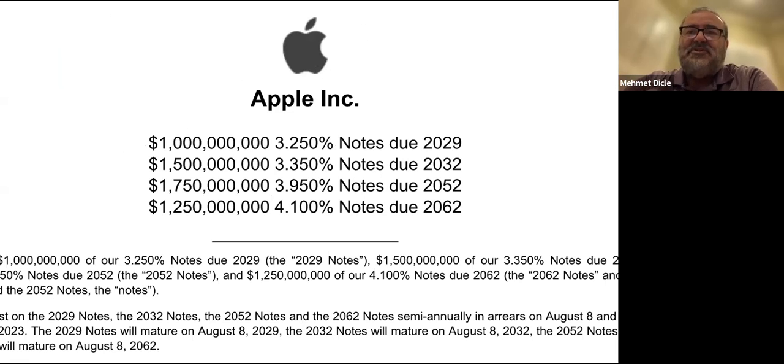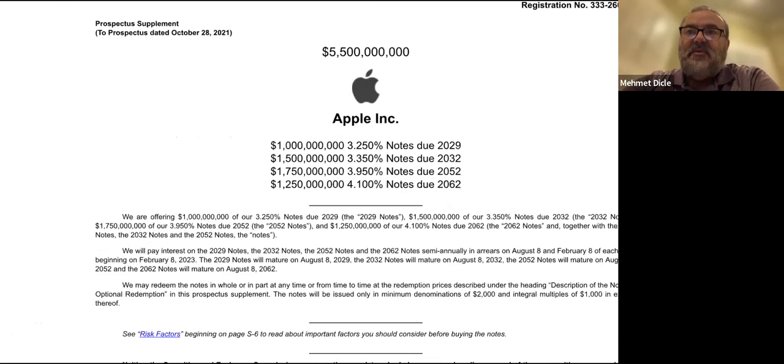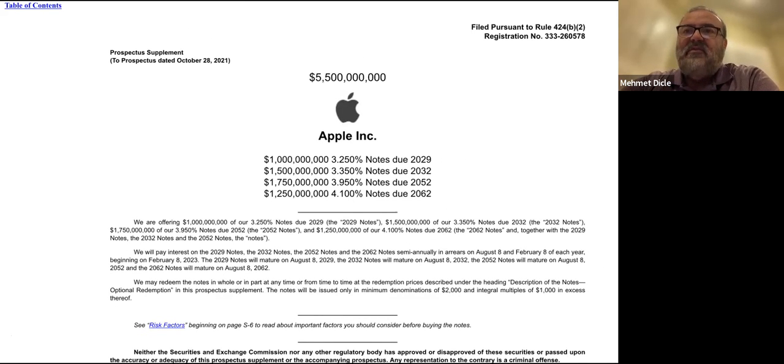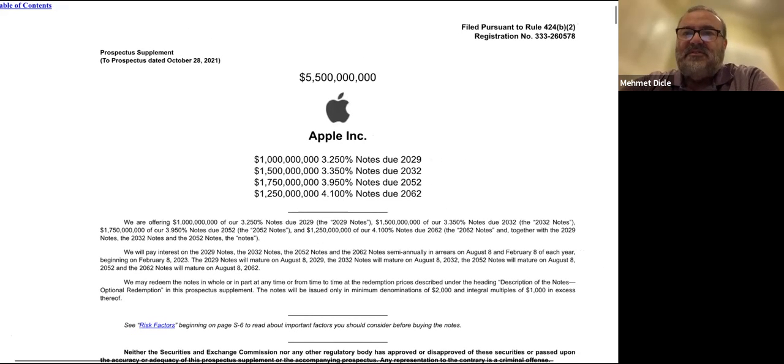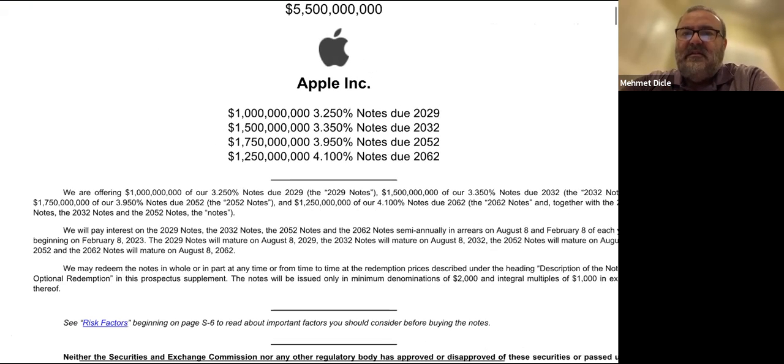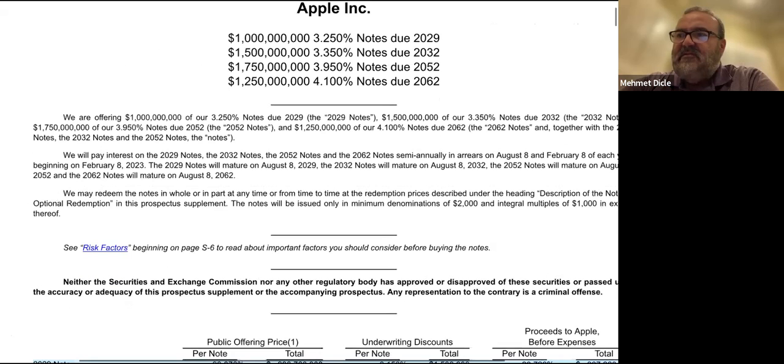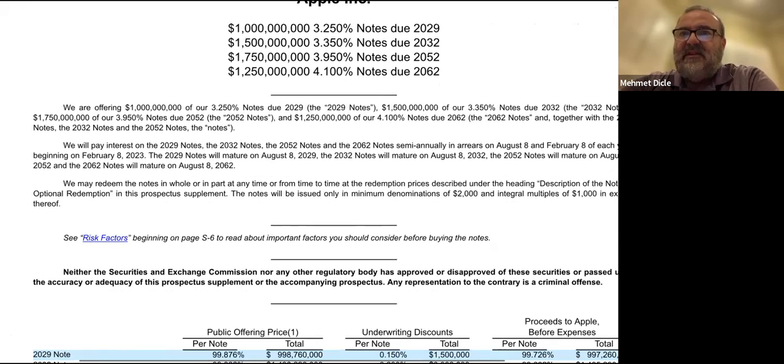Apple is a cash-rich company, so why would they actually need to raise these funds? And we'll see if they actually explain that in the prospectus. But the total is $5.5 billion. And let's see if we can find the yield structure, and then the underwriters, and who are the underwriters and why are they issuing this.